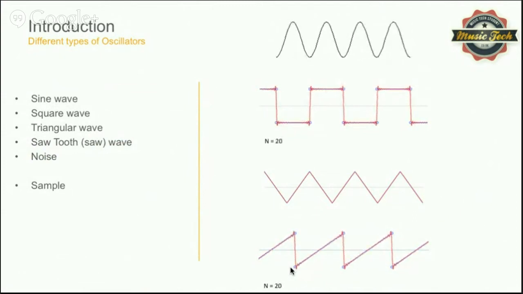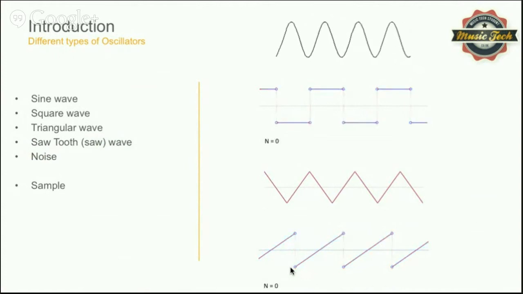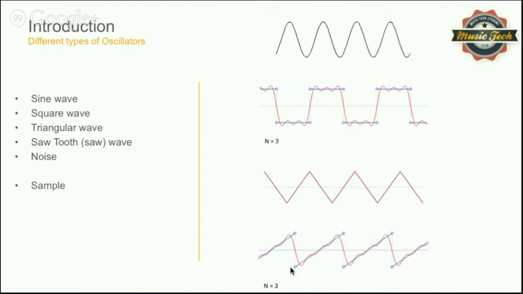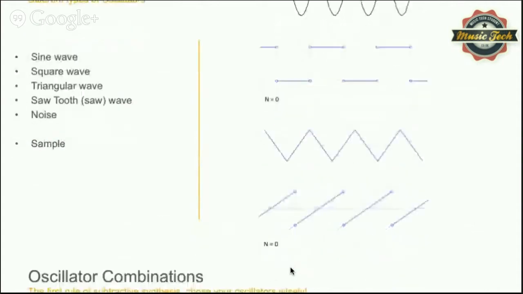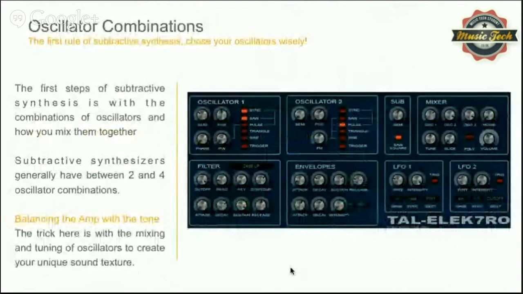Then you've got a triangle. Then you've got a sawtooth or just a saw wave, followed by noise. And then you've got this more complex shape of a sample kind of wave, where the actual signal of the consistent wave is generated from a sampled piece of audio or whatever.